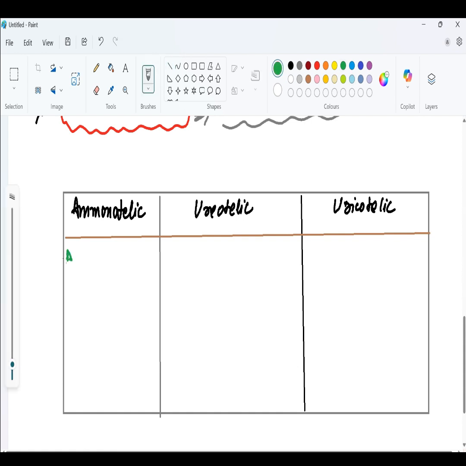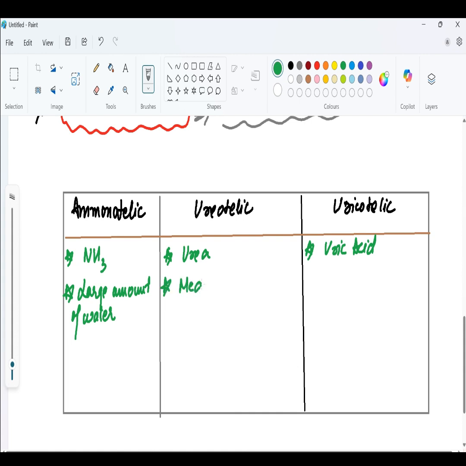So the first thing we discuss is that here ammonia is released, here urea is released, here uric acid is released, right? Ammonia requires a large amount of water for elimination. Urea requires some medium or less amount of water. And the last one requires no water for elimination.